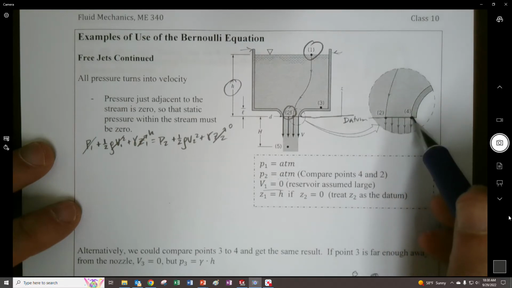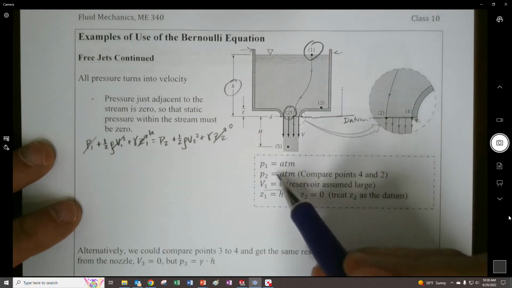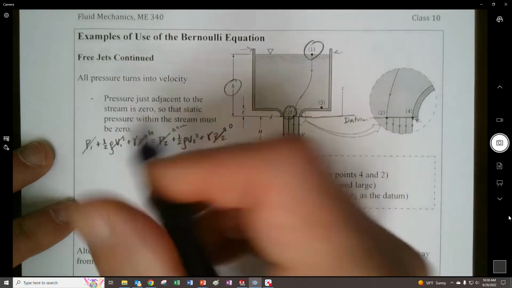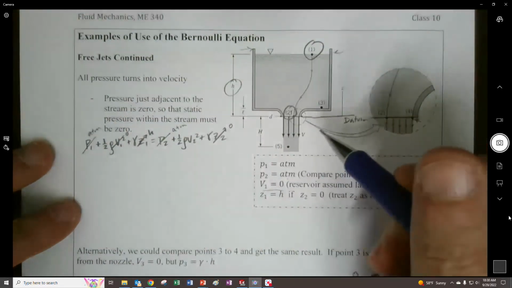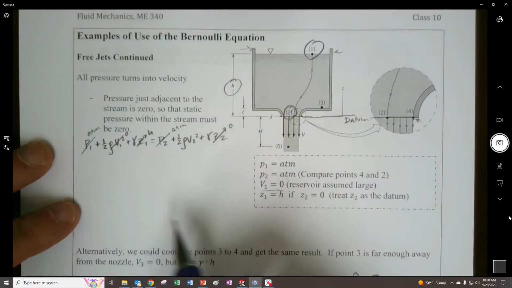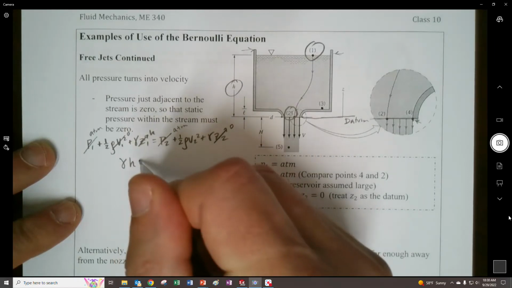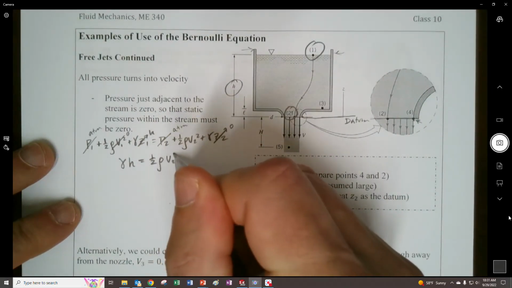And then if you take a look at 4, you could see that if you move it down just a little tiny bit, the only thing pressure pushing against it has to be atmospheric pressure. So you could convince yourself that 2 also has to be atmospheric. Instead of going to 0, let's go to atmospheric here. Let's draw that as 0. So what we're left with is gamma h is equal to 1/2 rho V2 squared.